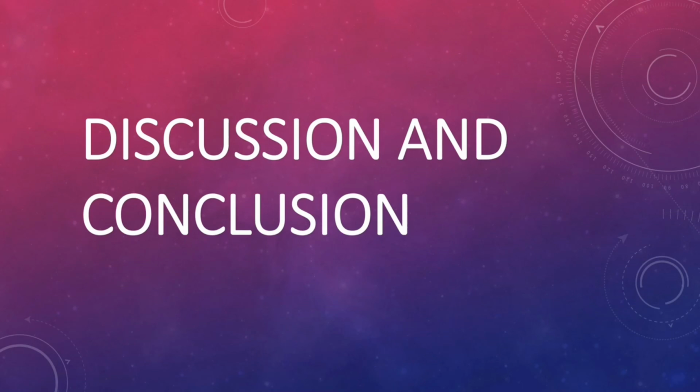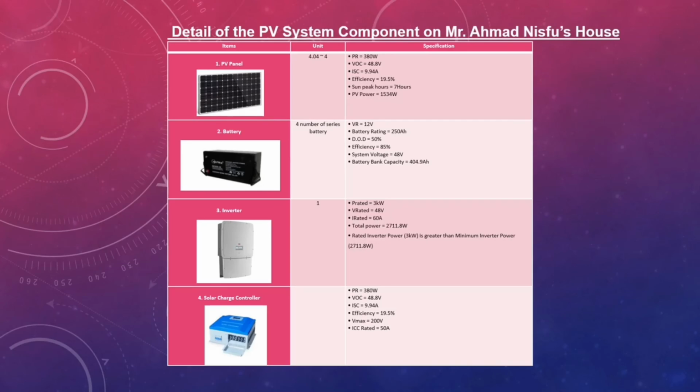4 PV modules with a rating of 380 watt each were chosen. As a system, 4 units in series of 250 Ah batteries were used. So this is the detail of the PV system components on Mr. Ahmad Nifsus house. So we use PV panels of 4 units, 4 batteries in series, an inverter and a solar charge controller. Also we provide the specification of the components, and doctor can see that.